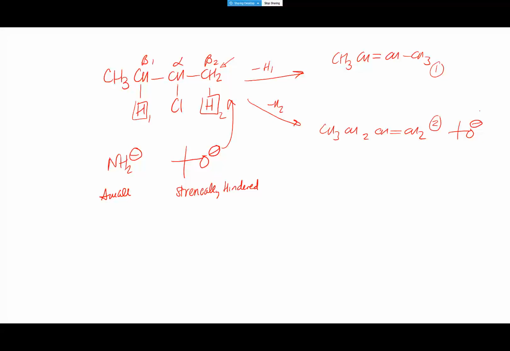Does that make sense? So tert-butoxide is limited to sterics. It's going to pull off the least sterically hindered hydrogen. Now, how about the NH2?